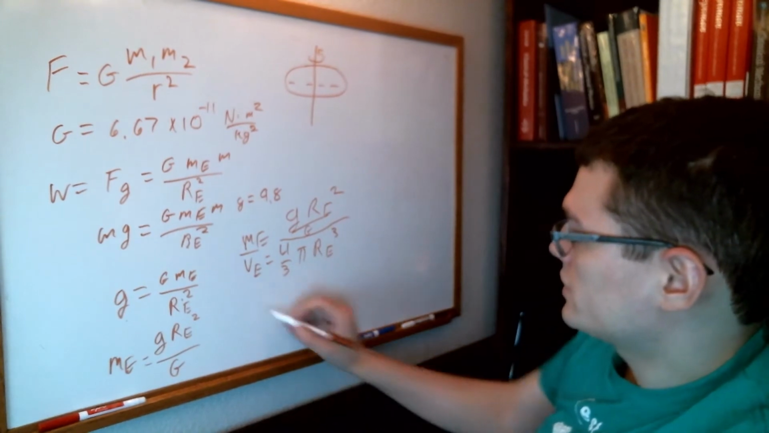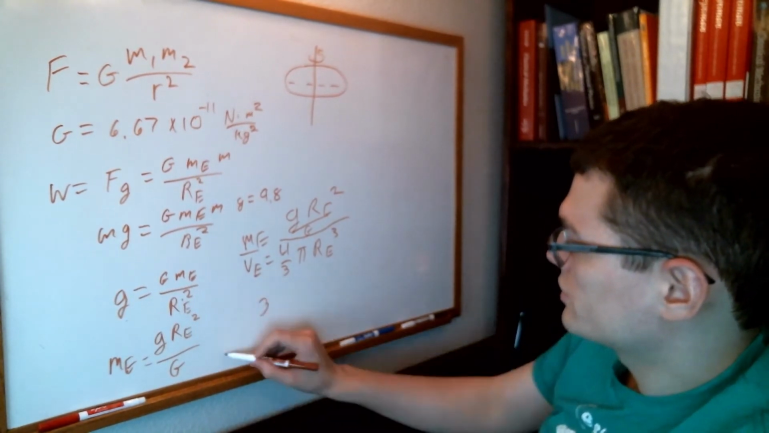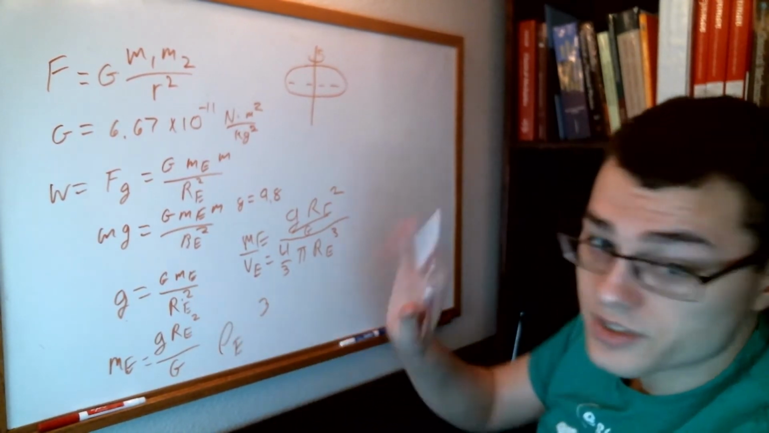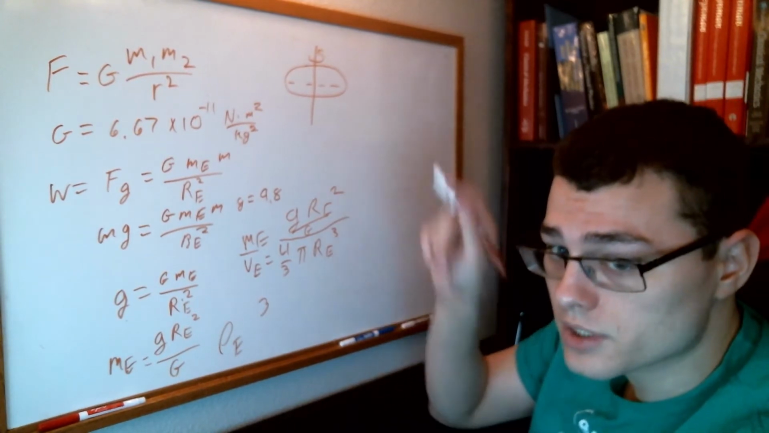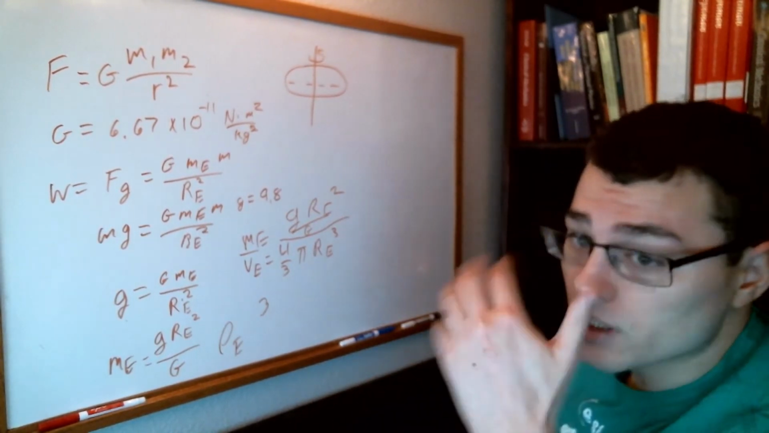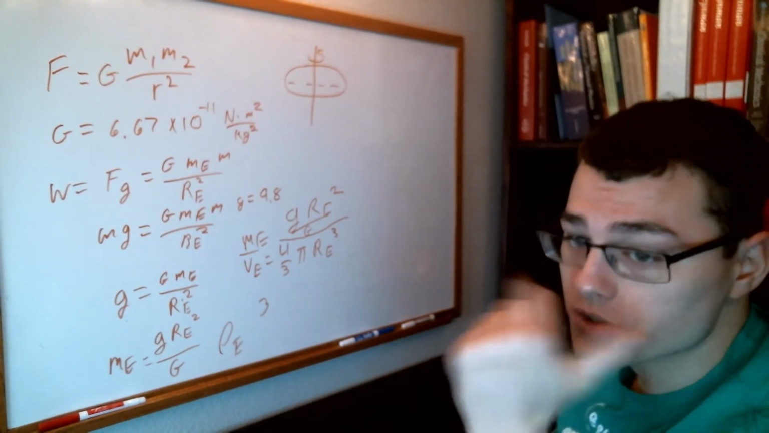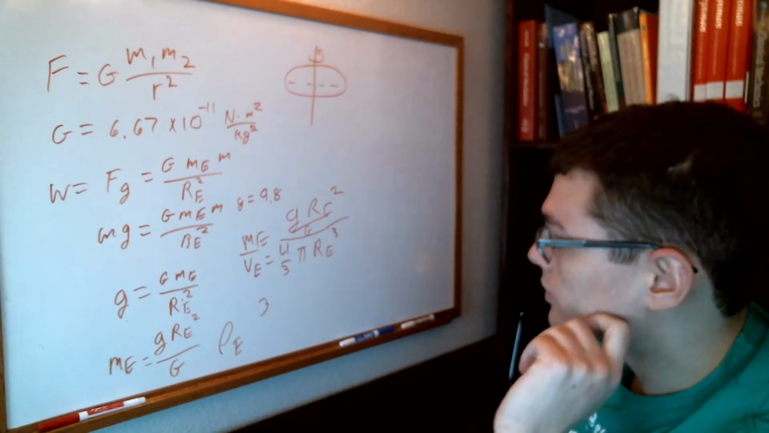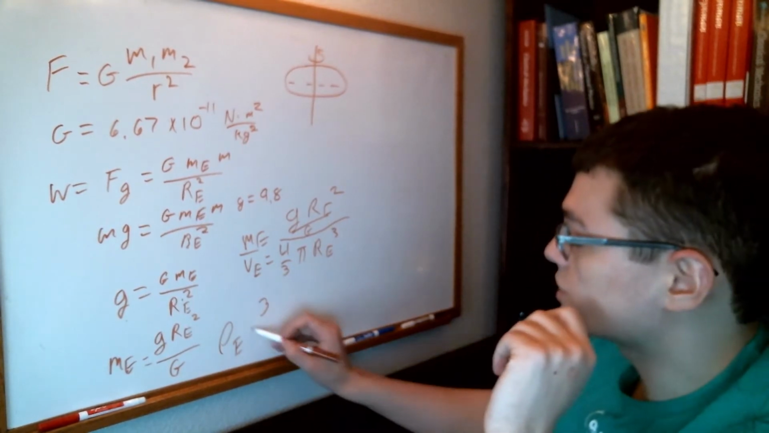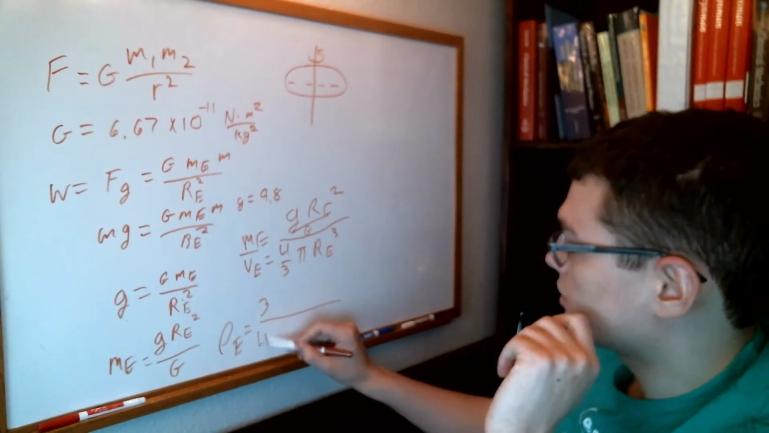And so this is going to be rho_E. This is an average density, because remember the layers of the Earth have different densities, because they are made up of different materials, like the crust and the core. They're different densities. So this is just the average density of the Earth. So be aware of that.